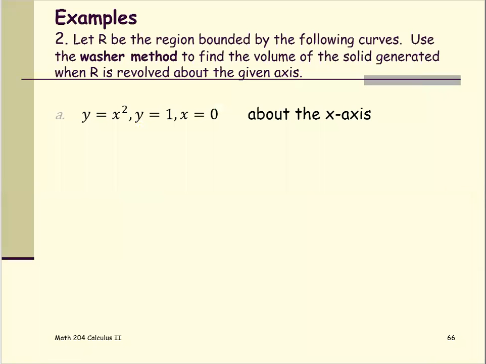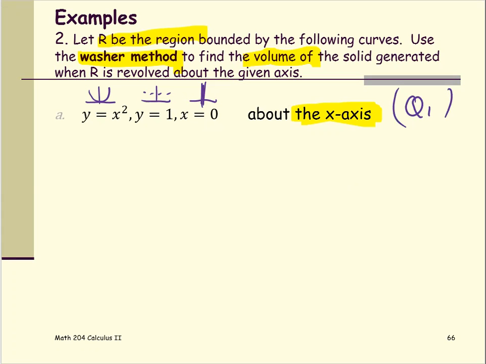Like this problem: a region bounded by the curves, use the washer method to find the volume of the solid generated when R is revolved about the given axis. Given the x-axis as the axis of revolution, the functions look very basic, right? The parabola, y equals 1, and the x-axis. The same as what we did last time. But again, we're going to look at just the first quadrant.